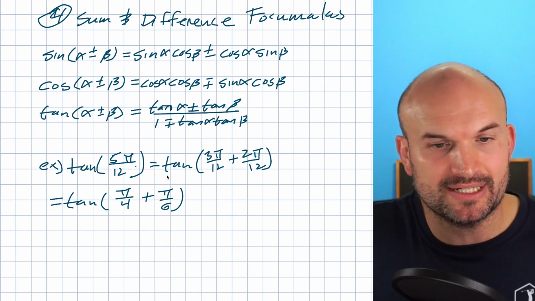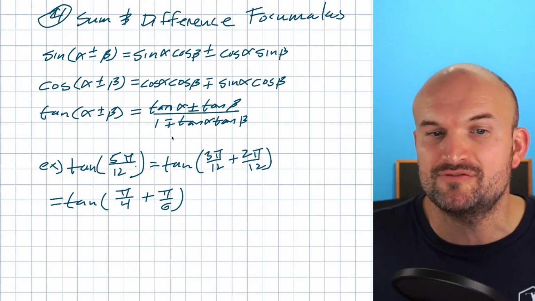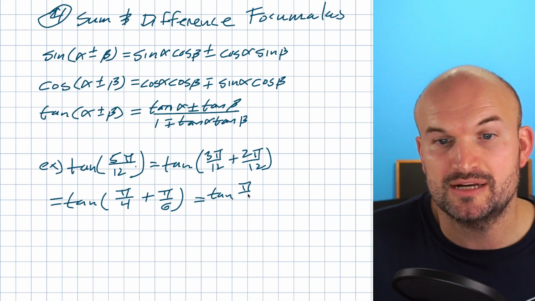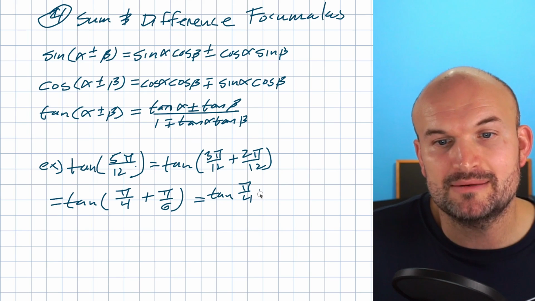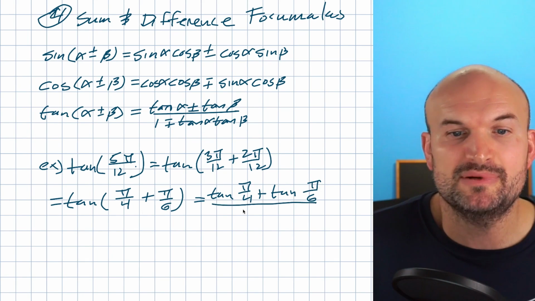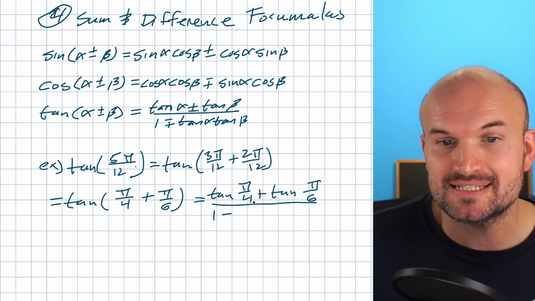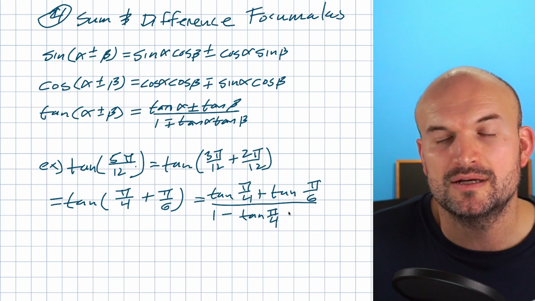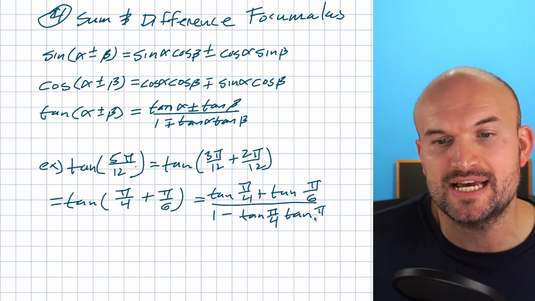Now I want you to recognize that this is the sum of two angles for tangent. So now all I simply need to do is plug them into the formula. So basically what I have here is the tangent of pi over 4, which is going to be my alpha, my first angle, and then that's going to be plus the tangent of pi over 6, and that's going to be divided by 1 minus the product of tangent of pi over 4 times the tangent of pi over 6.